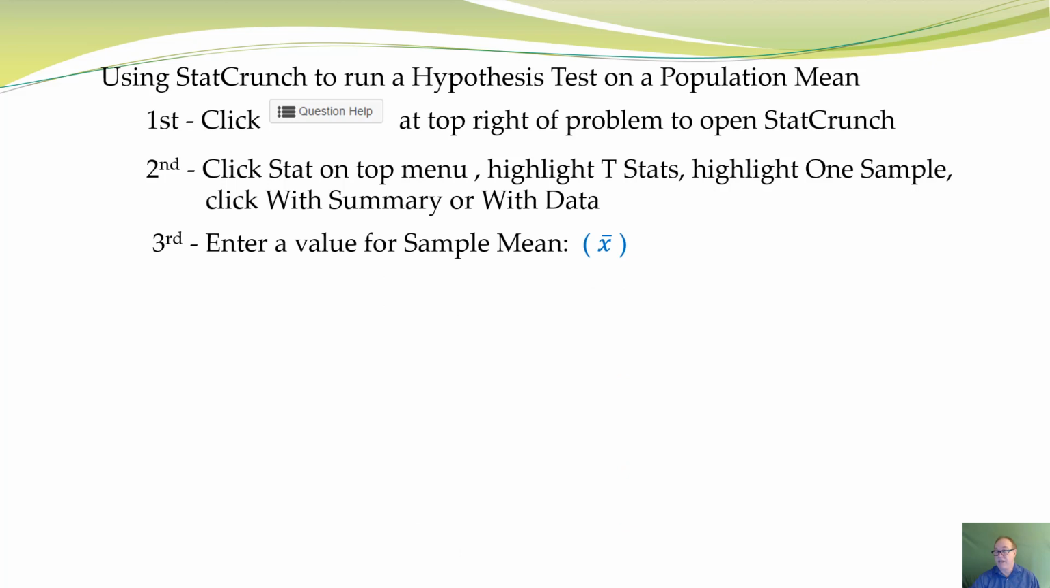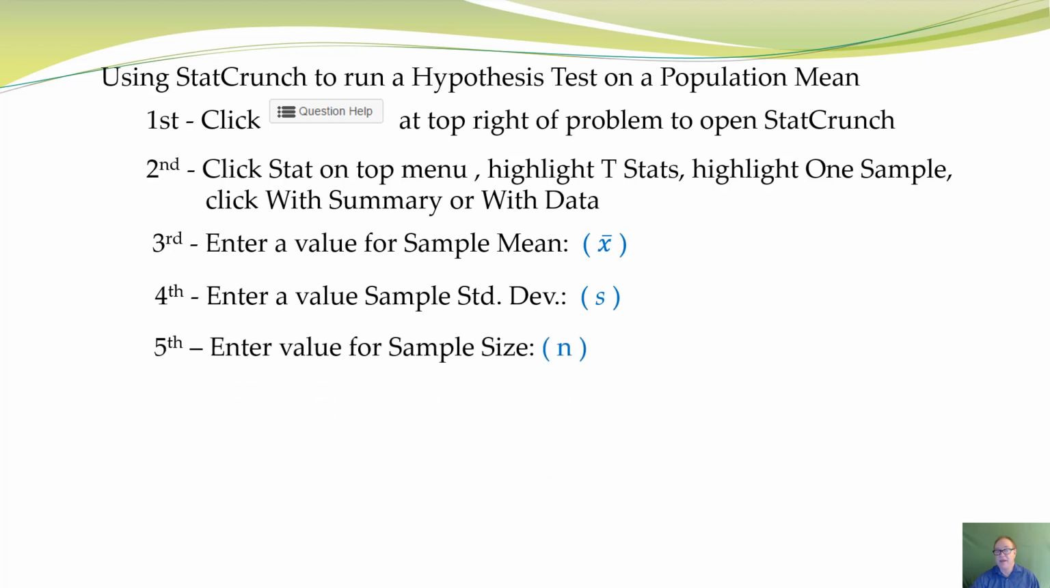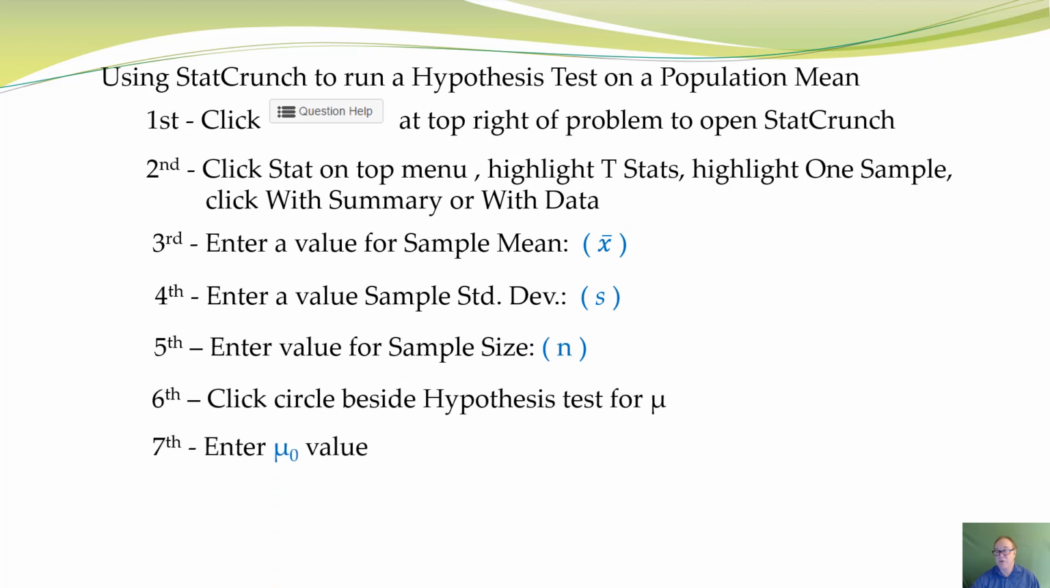Going to enter a value for the sample mean, x bar, enter a value for the sample standard deviation, s, enter a value for the sample size, n. Click the circle beside hypothesis test for mu. Enter the mu naught value. Choose the correct inequality sign: less than for left-tailed, greater than for right-tailed, not equal for two-tailed.